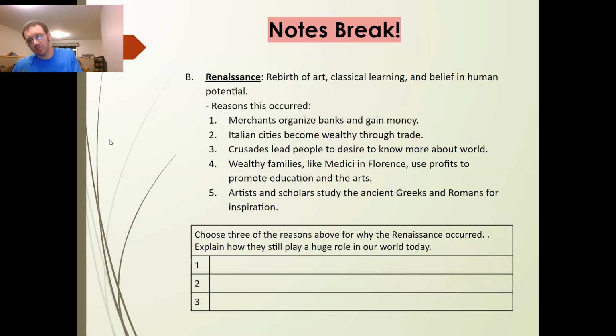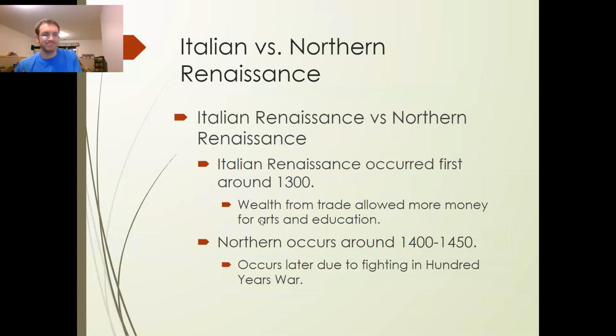So, time for a notes break. Check out the notes. You're going to see a box like this in the bottom, and it says this: choose 3 of the reasons above for why the Renaissance occurred. Explain how they still play a huge role in our world today. So talk about 3 of these and talk about the ways in which they still impact us today. Okay, so you can stop the video for a second, work on that, and then we'll come back. All right, I'm back.